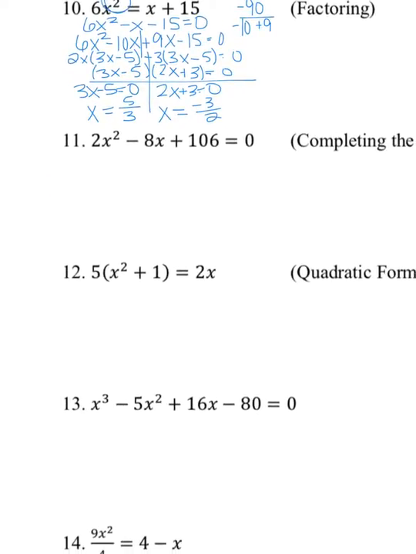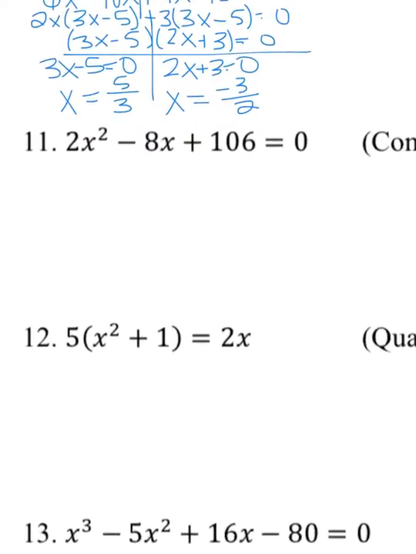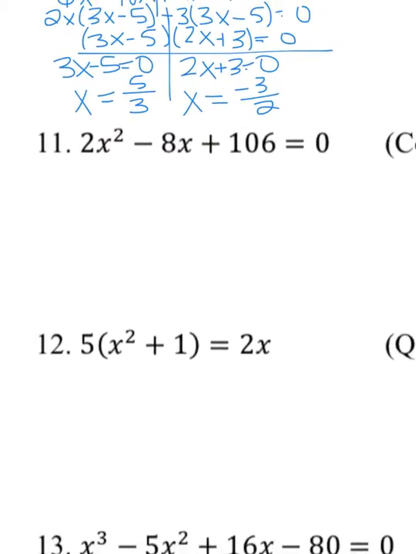Number 11 wants you to solve by completing the square. So your first step for completing the square is to subtract the constant to the other side. So now I have 2x squared minus 8x equals negative 106. Second step, make a equal to 1. Right now it's a 2, so I have to divide everything by 2. That way now I have 1x squared minus 4x equals negative 53.